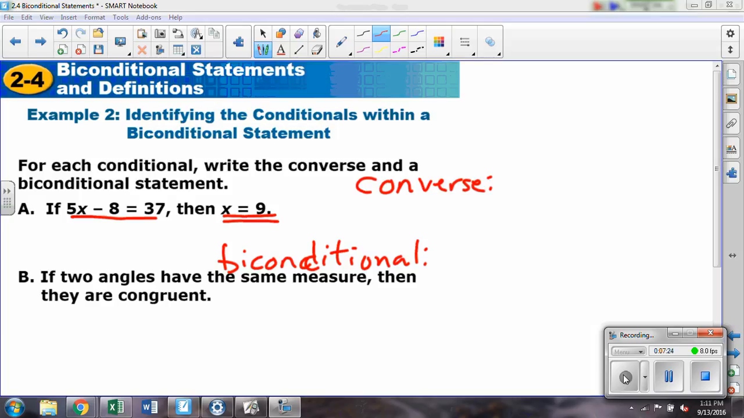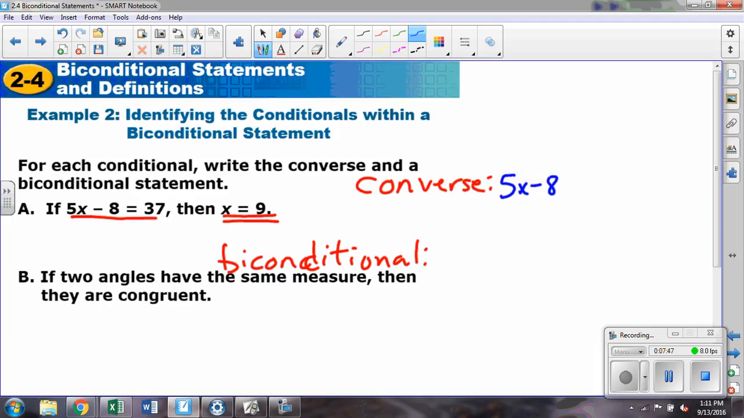So how would we write out the converse? Well, we could switch around the hypothesis and conclusion, switch out the 1 underline and 2 underline, or we could switch out the if and then. I'm choosing to keep it in the same format, 5x minus 8 equals 37.